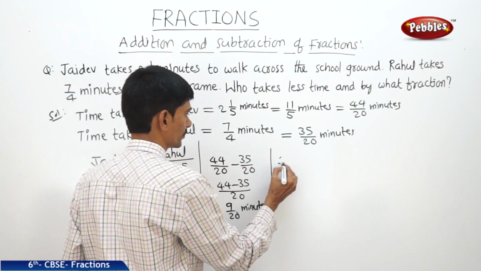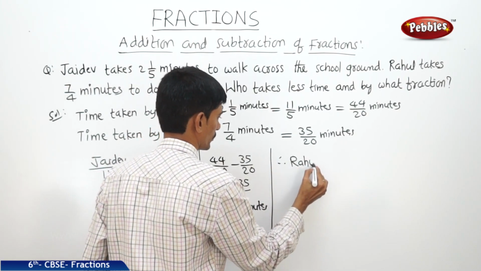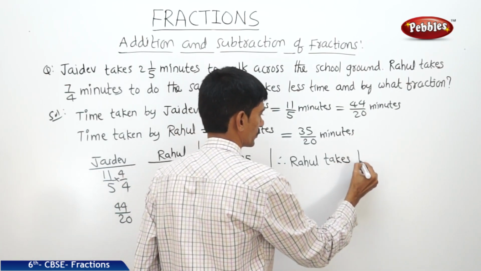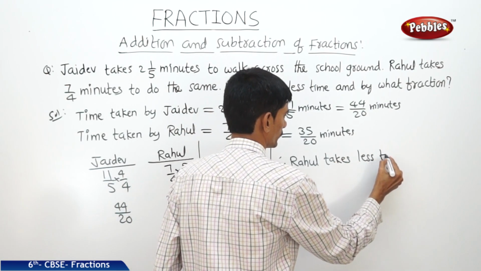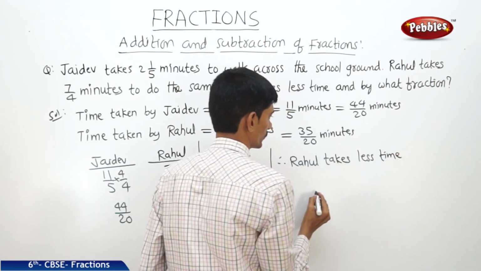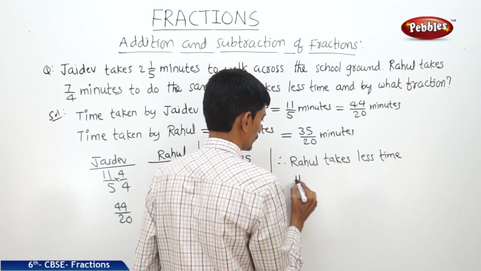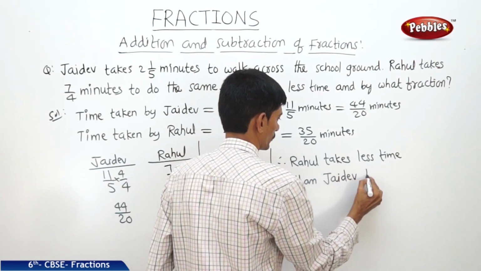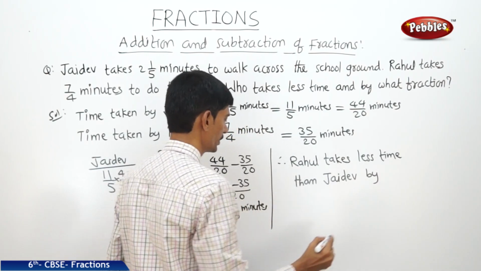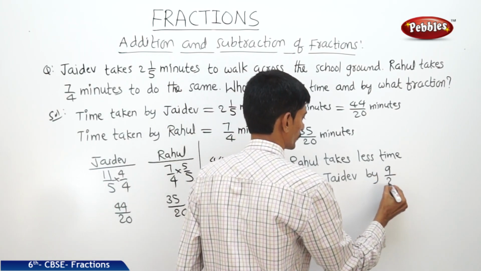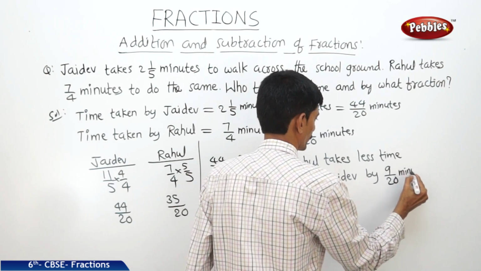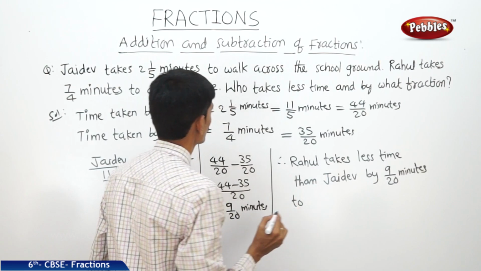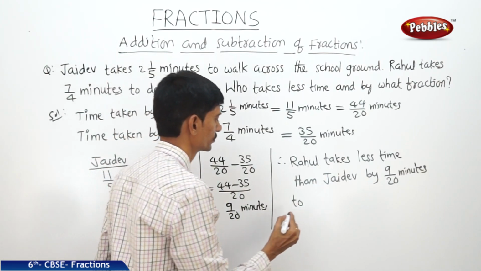Therefore Rahul takes less time than Zaidev by 9/20 minutes to walk across the school ground.